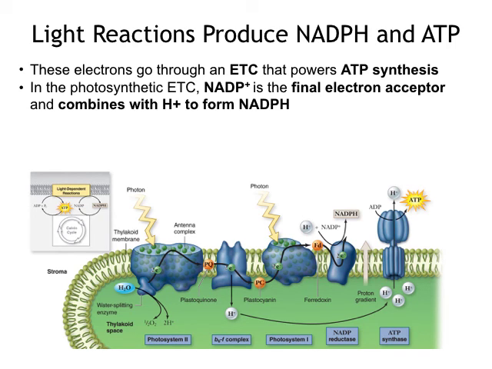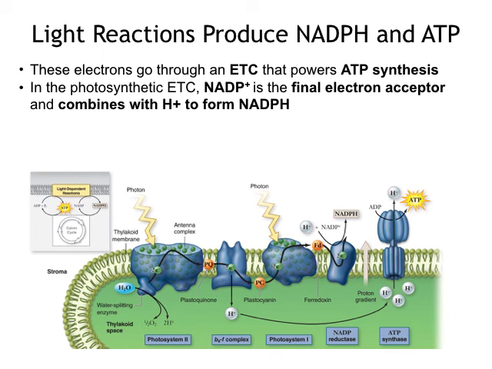Now, in the photosynthetic electron transport chain, NADP plus is the final electron acceptor, not oxygen. So if you look there, if you follow the black line of the electrons through the electron transport chain, you can see that they will eventually end up converting NADP plus into NADPH. All right, so this is where NADPH is made, by reducing NADP plus to NADPH. And then ATP is made by ATP synthase. So now you've made ATP and NADPH.